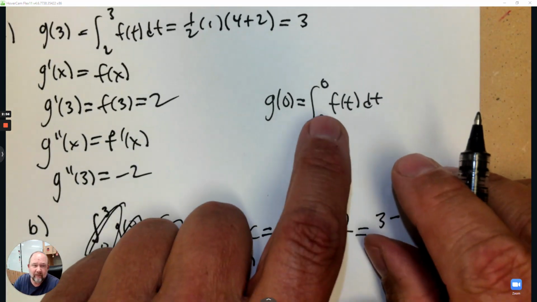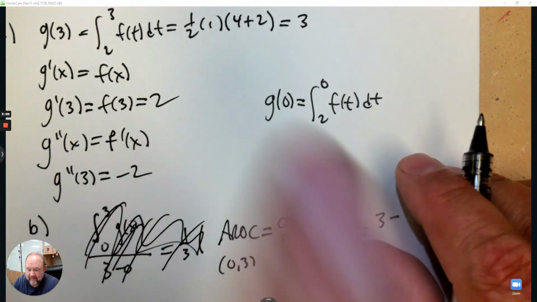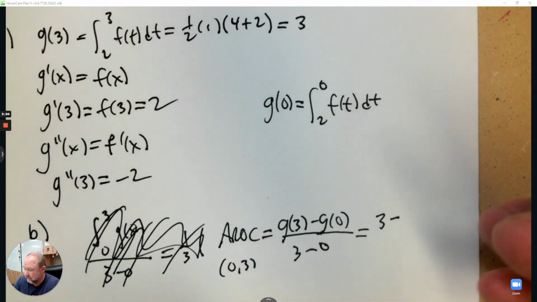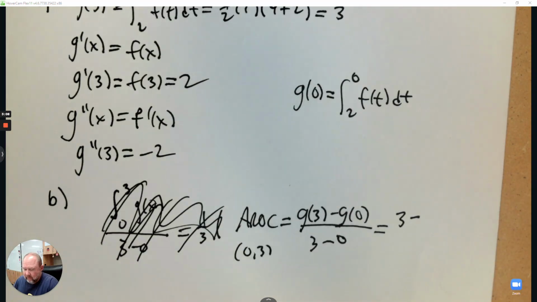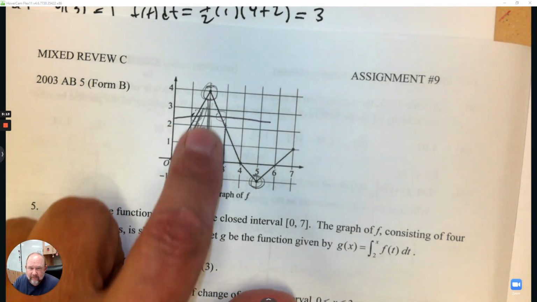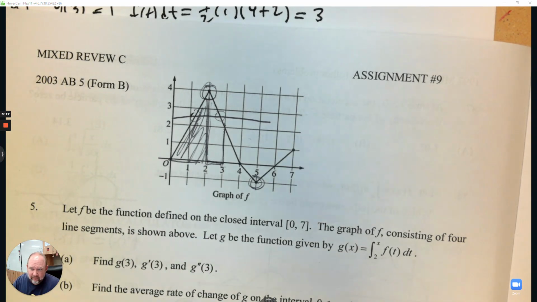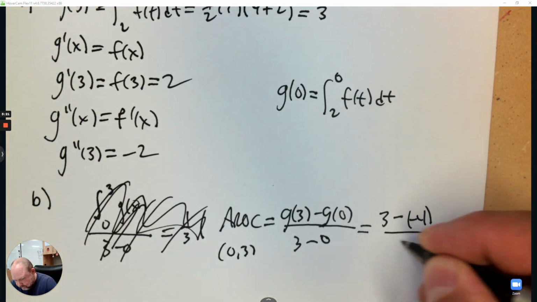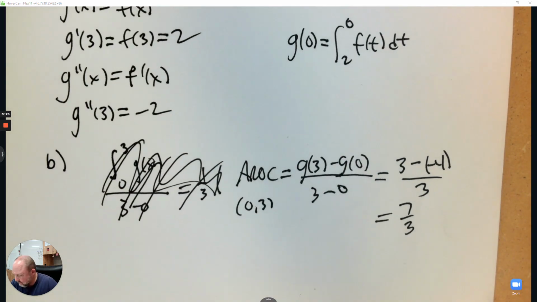Now, I want you to recognize that the bottom number is bigger than the top number. You're still going to find the area from 0 to 2. But whatever the answer is, you do the opposite number. So if I look at the area from 0 to 2, it's a triangle, half the base times the height. That's going to be 4. But we do the opposite, so it's going to be -4. So the average rate of change is 7 over 3.